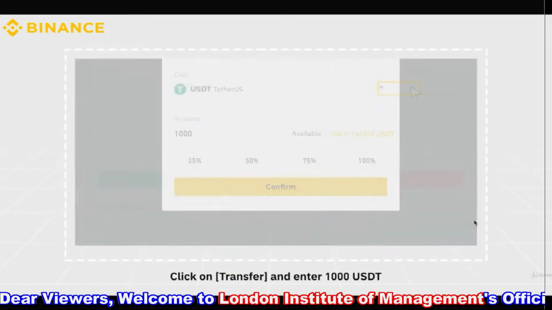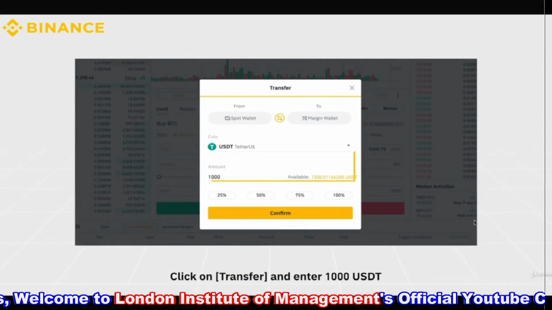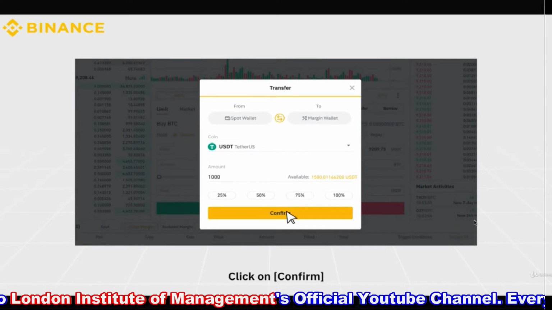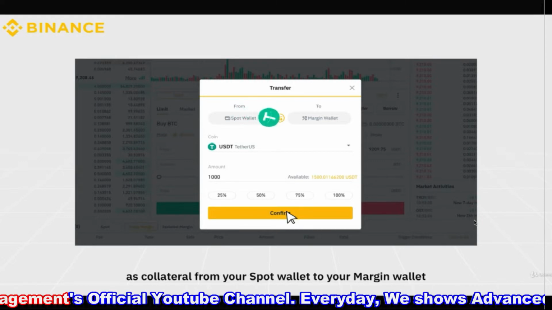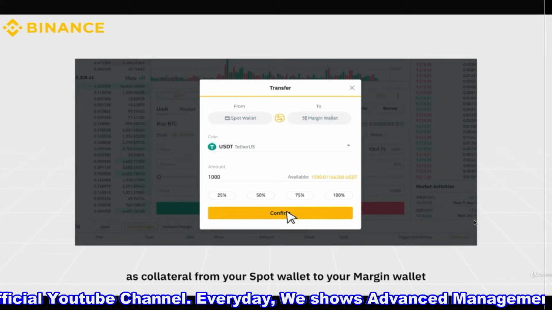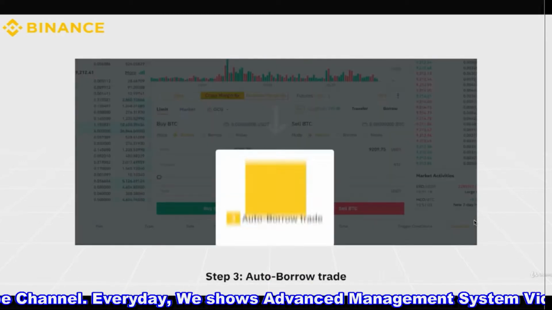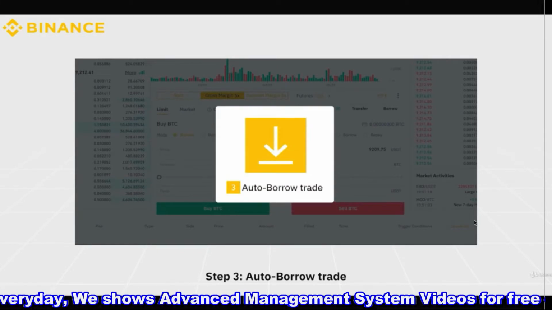Click on Transfer and enter 1000 USDT. Click on Confirm. Then transfer 1000 USDT as collateral from your spot wallet to your margin wallet. Step 3. Auto borrow trade.